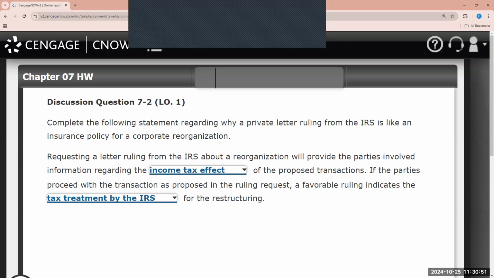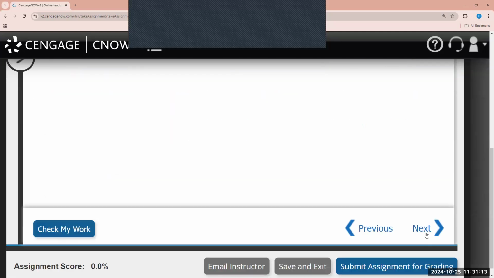Correct. So the key thing is the corporation wants to know, as well as the shareholders, what is going to be the impact if we restructure, we reorganize. And again, it's like an insurance policy. It basically lets the corporation and the shareholders know in advance what the potential implications would be, if any. All right, so this brings us to our next question.